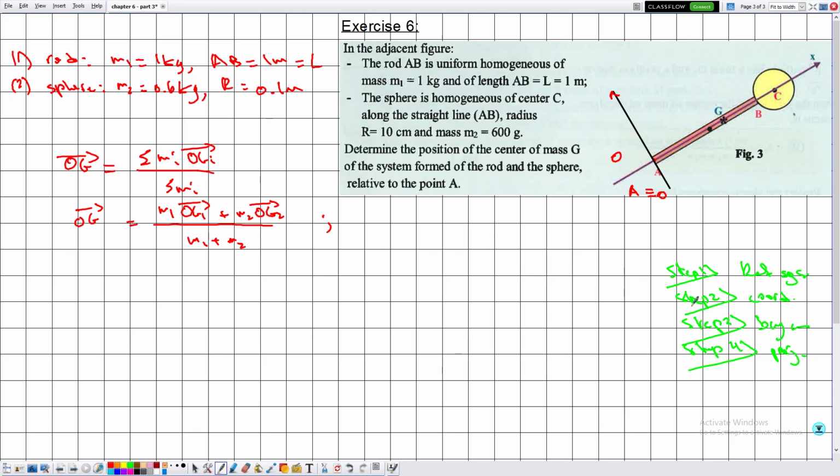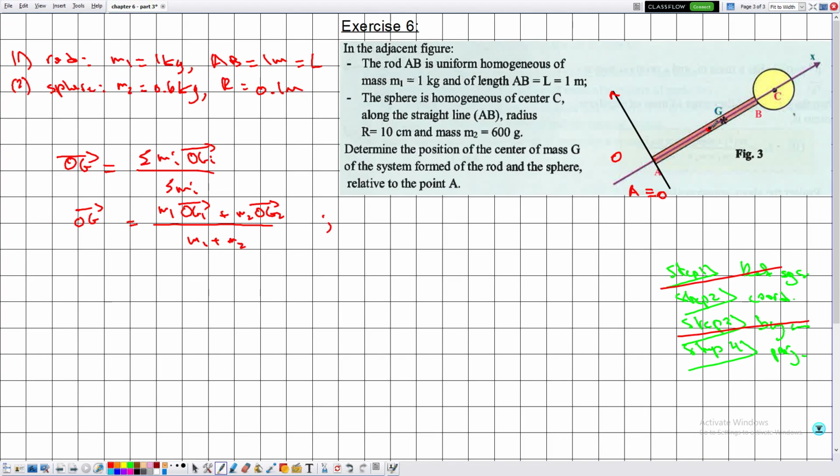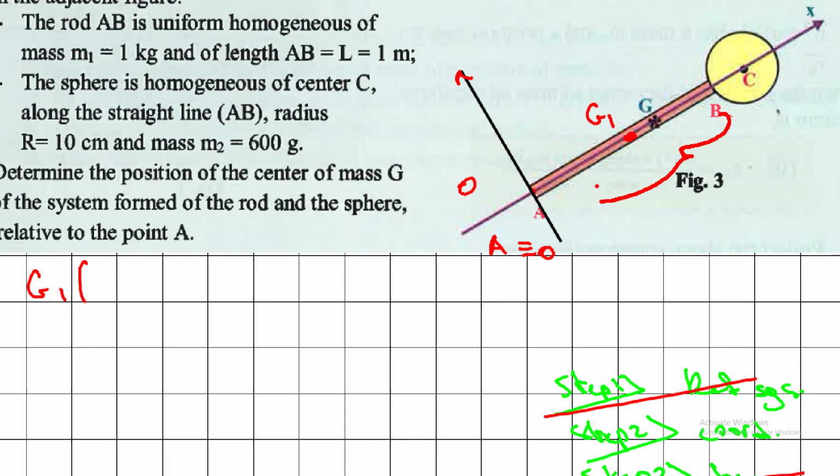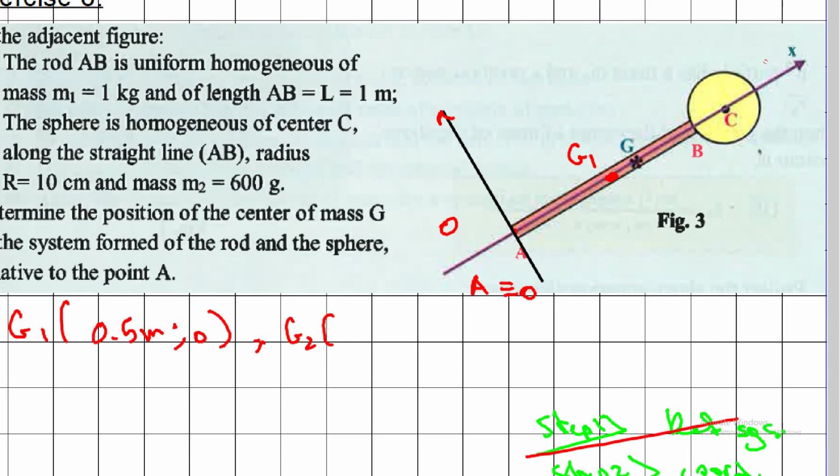We are done with step number 3, and we are done with step number 1, but we didn't label the coordinates of these bodies. Now as for the rod, this is the center of the rod. If this is AB, then the center of the rod is G1, so this is G1. Now G1 has the coordinates of AB divided by 2, which is 0.5 meters, and 0 ordinate according to this chosen reference system.